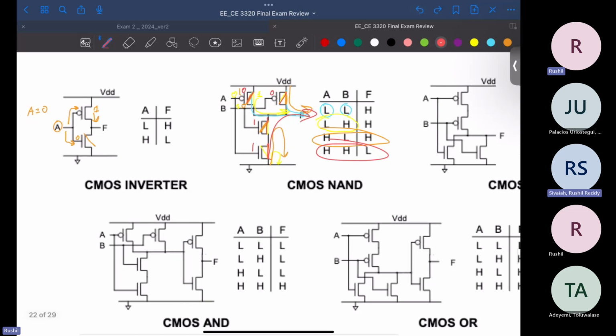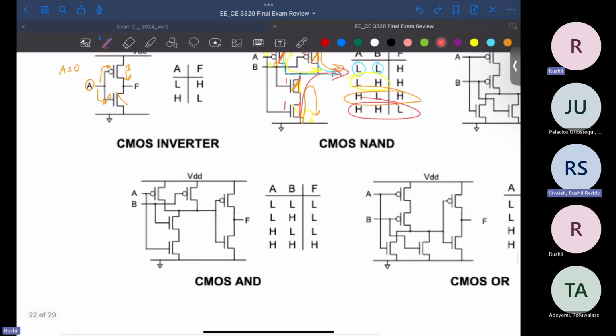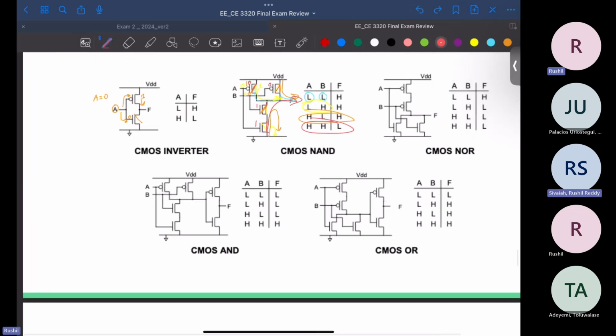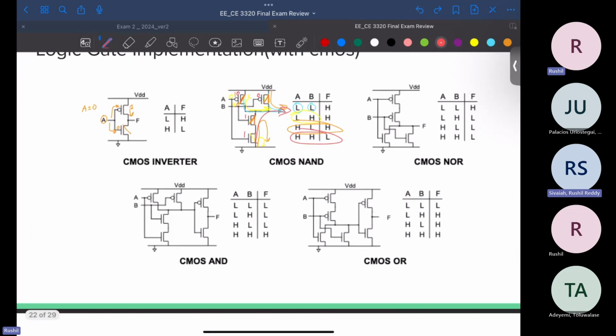NAND. You said NAND, right? Oh, I thought you said an AND. No, this is an AND. The AND's up top. In most circuits you'll use a lot more NANDs than you will ANDs, because the ANDs require an extra inverter at the end.